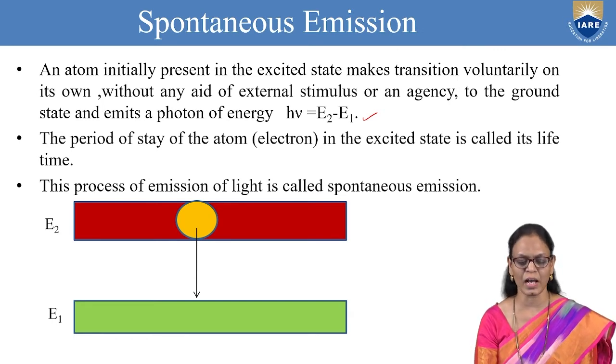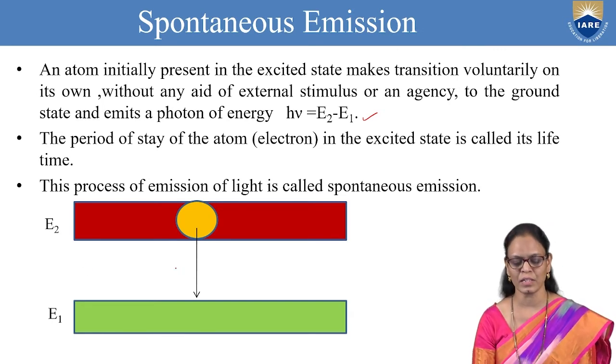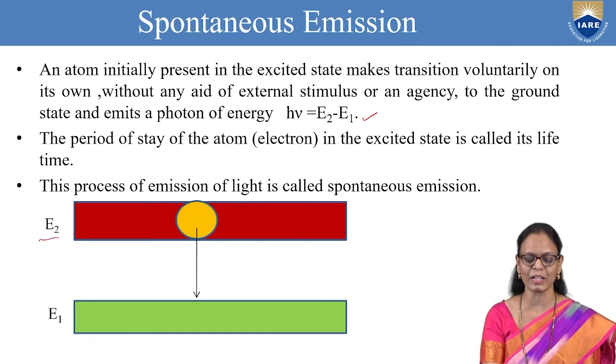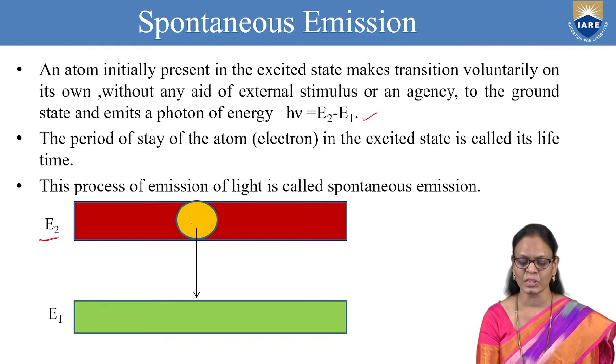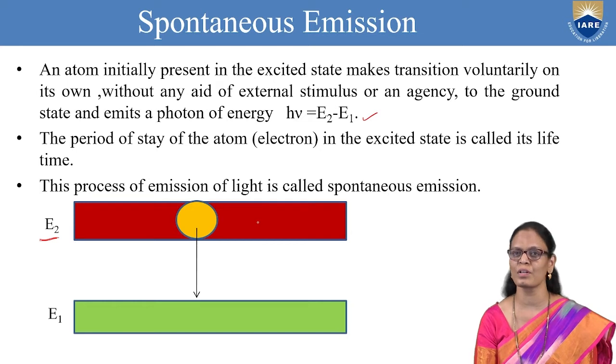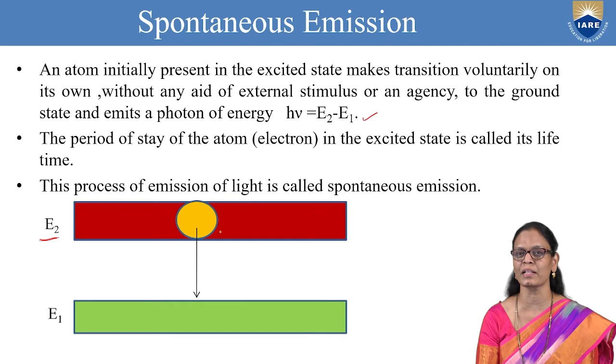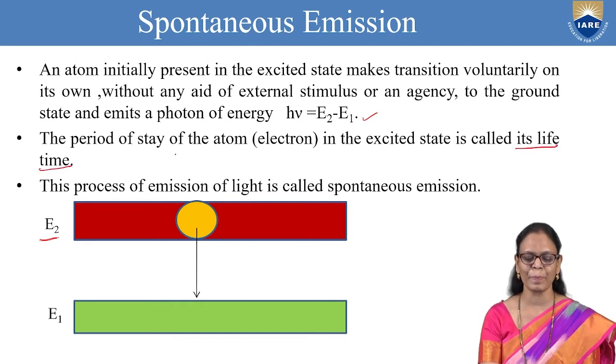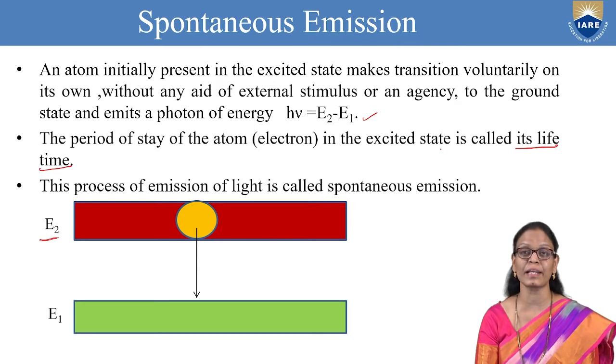So after the photon is incident, the atom which is in the ground state has absorbed the energy and now it is in the excited state. The atom is now in the excited state having energy E2. Now, this atom cannot stay in the excited state for a long time. The time for which it can stay in the excited state, we call it the lifetime. The period of stay of the atom in the excited state is called the lifetime.